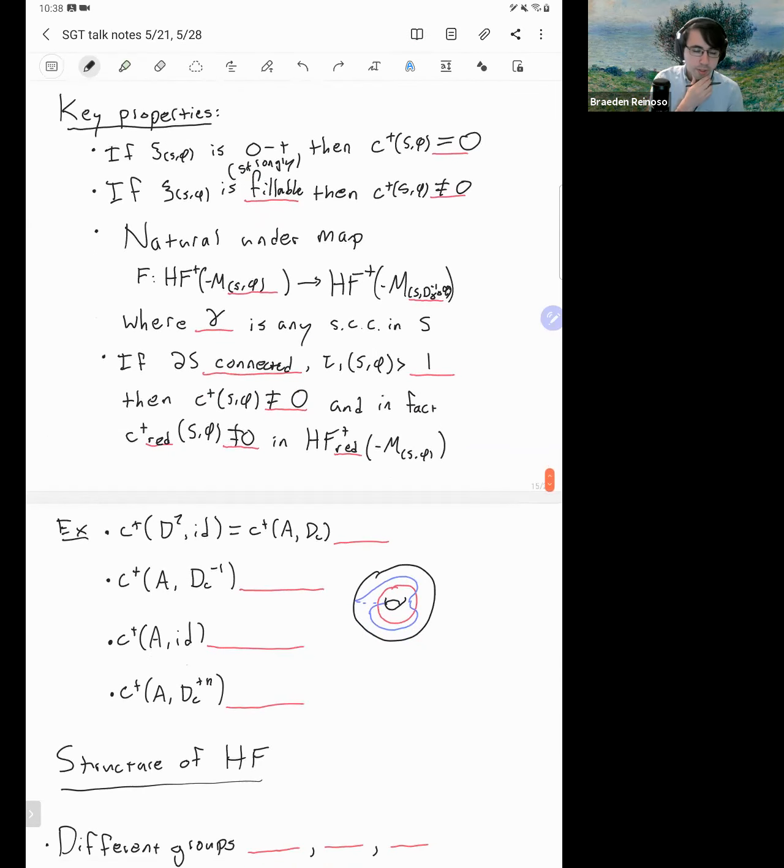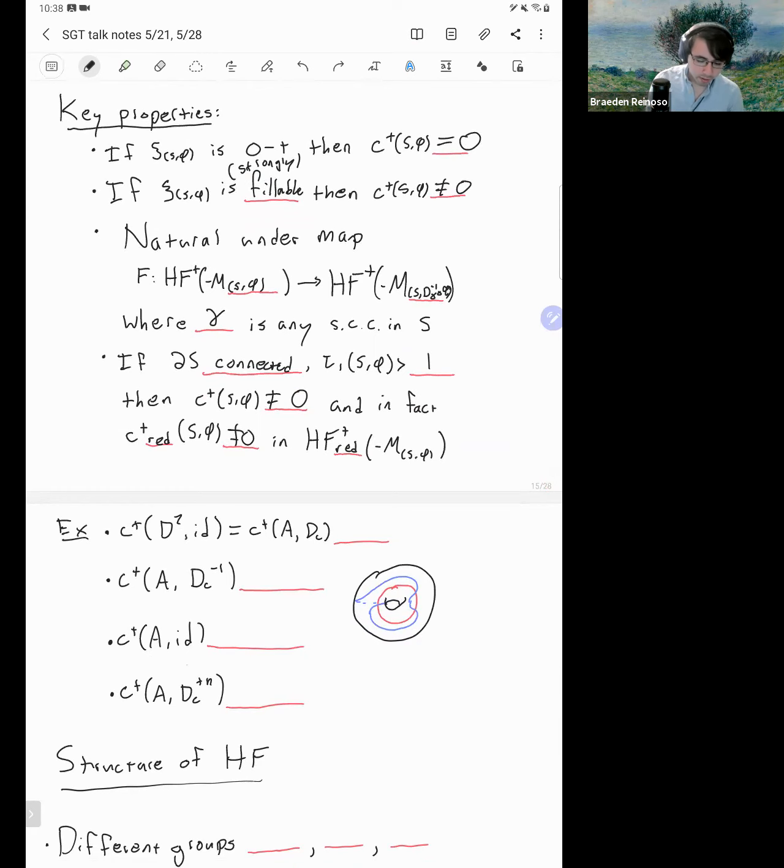So the important properties that we wrapped up with last time were that it doesn't completely detect overtwistedness or tightness, but it will tell you that if the structure is overtwisted, then your contact invariant is 0. It's possible that it could be 0 and your contact structure is still tight, but if you assume further that it's not just tight but fillable, then in fact the contact invariant is non-zero.